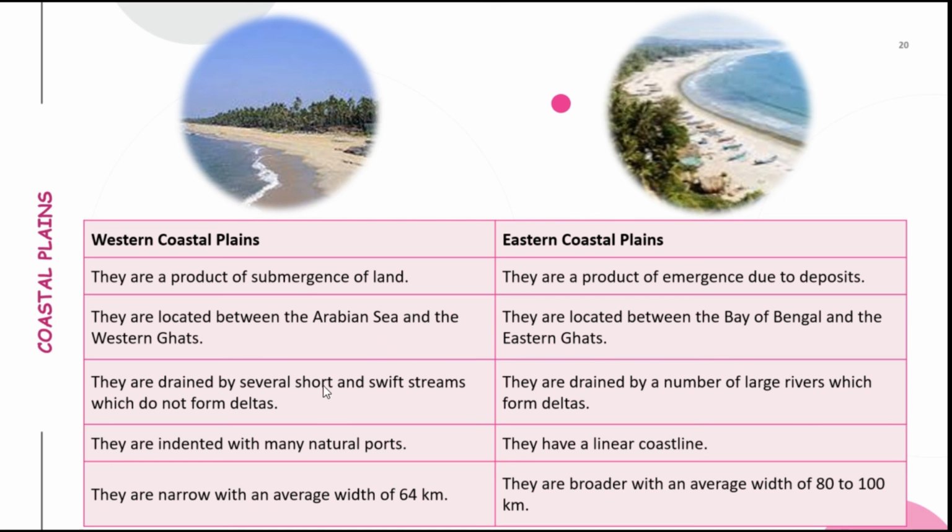The western coastal plains are drained by several short and swift streams which do not form any deltas, whereas the eastern coastal plains are drained by a number of large rivers. The western coastal plains have an indented coastline, whereas the eastern coastal plains have a linear coastline. Western coastal plains are narrow with an average width of 64 km. The eastern coastal plains are broader with an average width of 80 to 100 km.